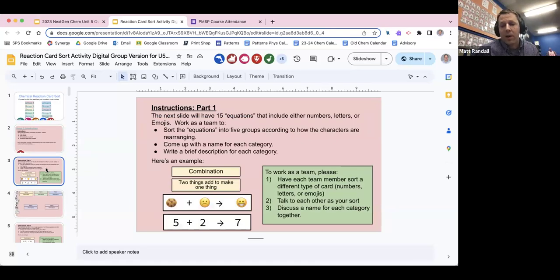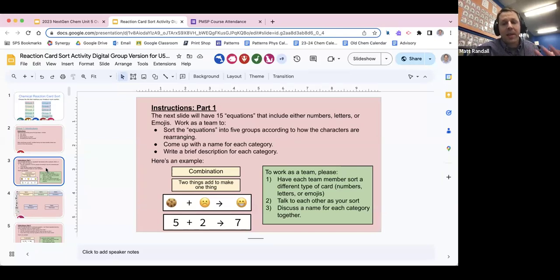You're going to do 2 different card sorts. For part 1, the cards that you're going to see are going to have 15 equations that include either numbers, letters, or emojis. And your job is to work as a team to sort the equations into 5 different groupings, come up with a name for each category. And if you kind of know the intended names as a chemistry teacher, could you maybe think of what students might come up with as a descriptive name? And then also write a brief description for each category.